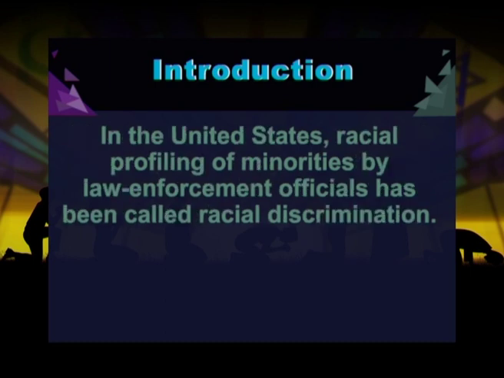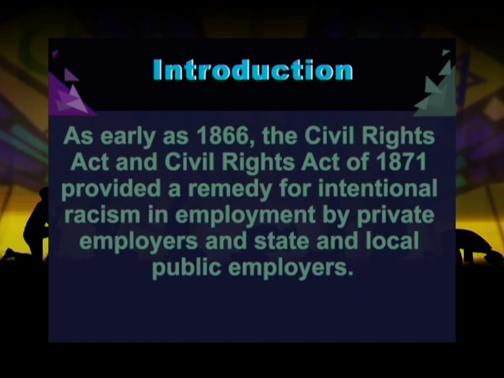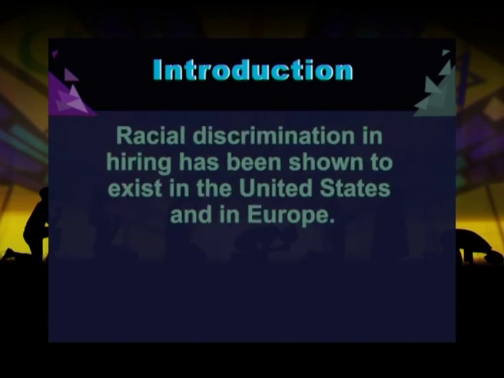In the United States, racial profiling of minorities by law enforcement officials has been called racial discrimination. Within the criminal justice system in the United States, minorities are convicted and imprisoned disproportionately when compared to the majority. As early as 1866, the Civil Rights Act and the Civil Rights Act of 1871 provided a remedy for intentional racism in employment by private employers and state and local public employers. Racial discrimination in hiring has been shown to exist in the United States and in Europe.